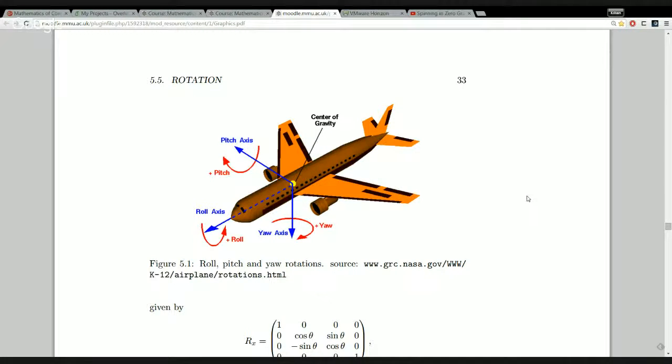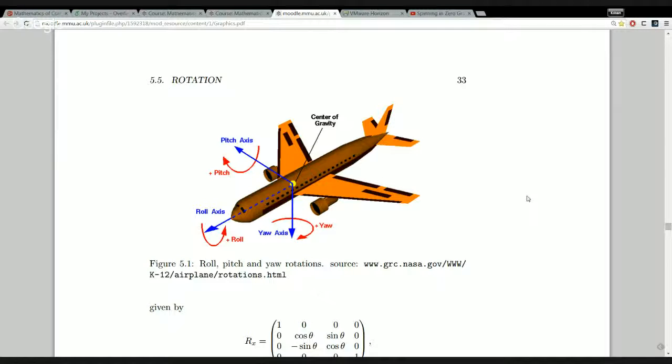So the roll is, well, when you're flying along like this, roll is doing that, isn't it? Pitch is when you fly up or down. And yaw is when you say, well, I won't fly to Manchester, I'll fly to London instead. So that's a yaw rotation. The roll is when the plane rolls from side to side. Pitch is when it goes up or down, and yaw is when it changes direction to fly to a different location on the ground, so to speak.